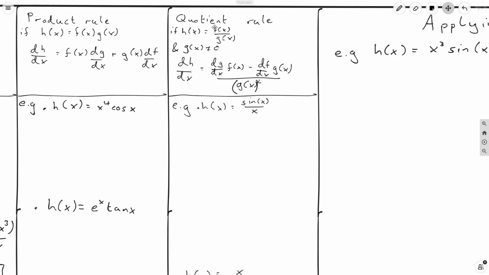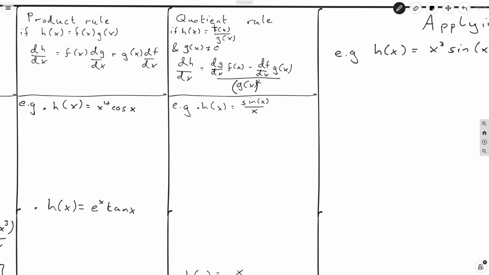if h of x is a product of functions, that is to say it can be written as f of x times g of x, then dh dx is equal to f of x dg dx plus g of x df dx. Okay, so you take the first, multiply it by the derivative of the other, and then you take the other one and multiply it by the derivative of the first.